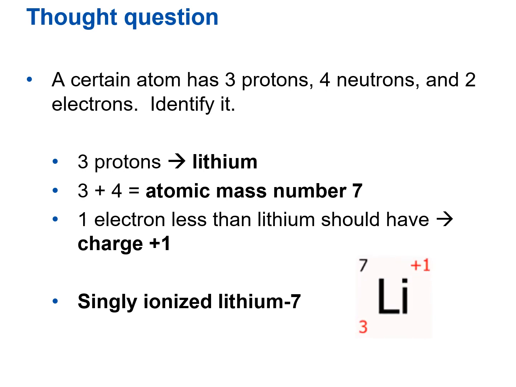And there's the symbol. On the lower left hand, we have the atomic number 3. On the upper left hand, we have the atomic mass number of 7. And on the upper right hand, we have the charge of +1. So when it comes quiz time and test time, you should be able to do these types of questions that you've been seeing in this video.